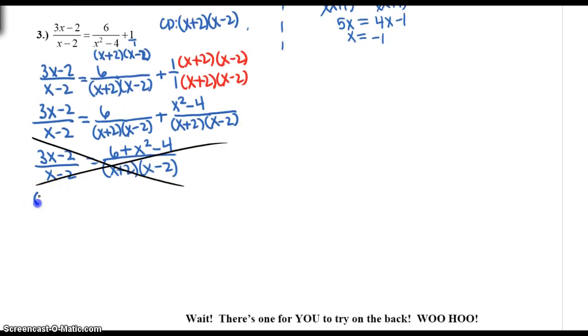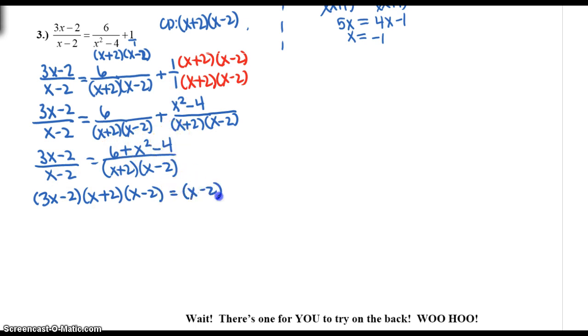So I'm going to have 3x minus 2 times x plus 2 times x minus 2. So that's this times that. Then we have the other side, which, by the way, let's clean this up. 6 plus x squared minus 4. I'm going to write this down first. 6 plus x squared minus 4 is x squared plus 2.